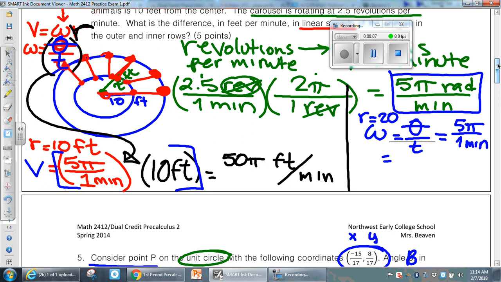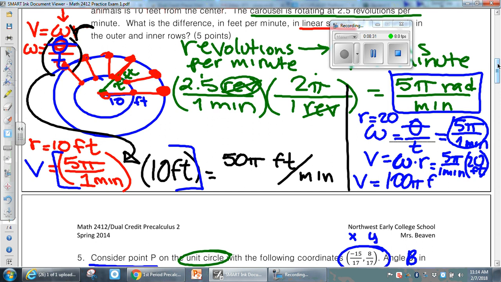But then when we get to the linear velocity, that will be the angular velocity times the radius. Then we get the angular velocity, this part, from here. So it's 5 pi over 1 minute, and then times the 20 feet for the outer circle. And so the linear velocity ends up being 100 pi feet per minute.